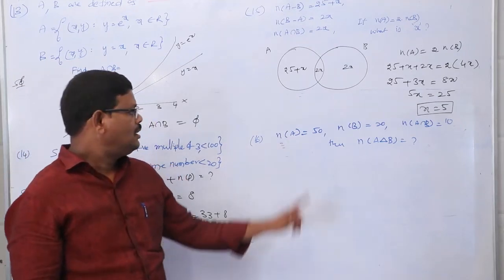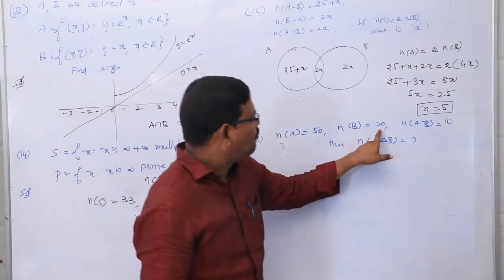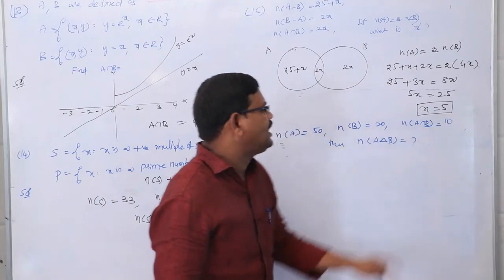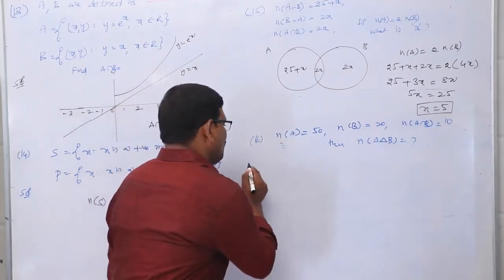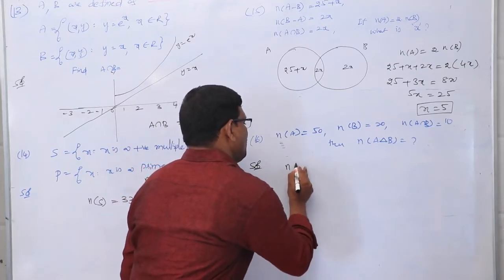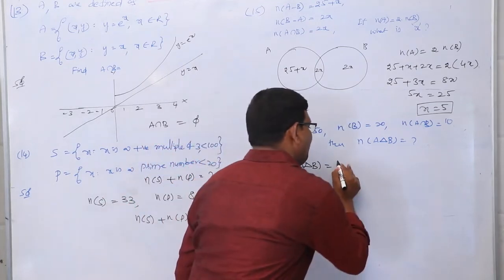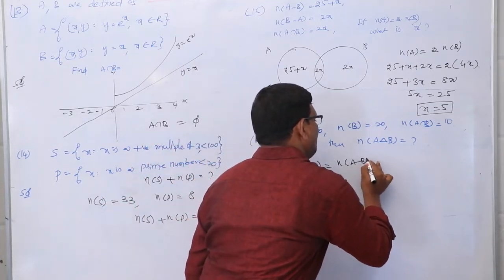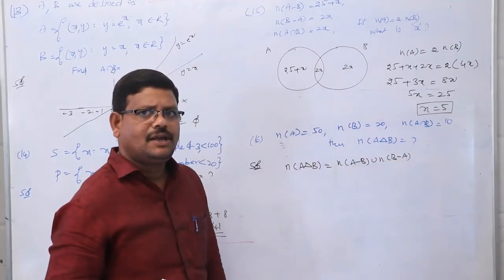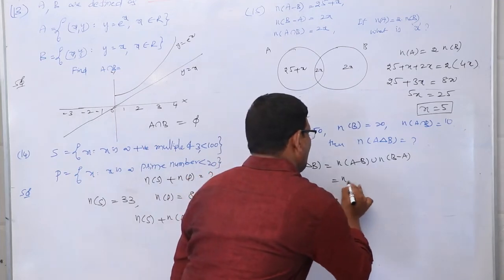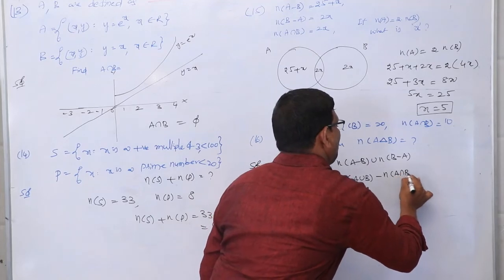Next one is number of A equal to 50, number of B equal to 20, number of A intersection B equal to 10. Then number of A delta B equal to, how to solve this type of problems? Number of A delta B equal to number of A minus B union number of B minus A, that equals number of A union B minus number of A intersection B.